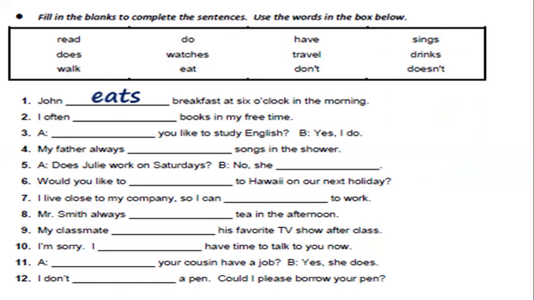Si podemos completar este ejercicio, we are going to work in the breakout rooms. Vamos a trabajar en los breakout rooms ahora. And the idea is that you can take these verbs and match with the right sentence. Vamos a unir el verbo con la oración que le corresponde. Read, does, walk, do, watches, eat, have, travel, don't, sings, drinks, doesn't.